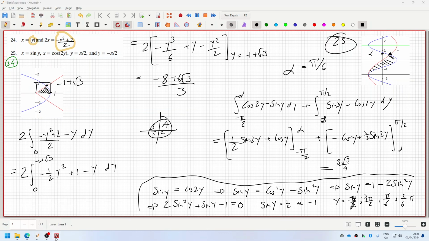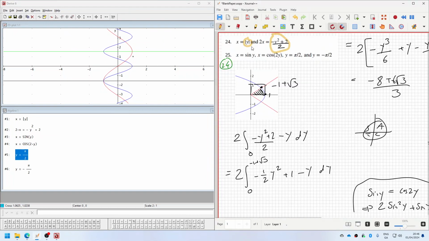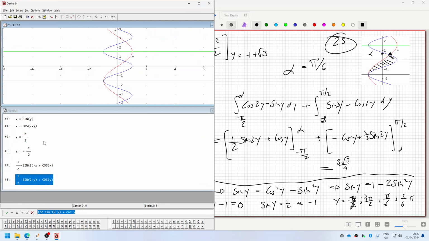Let's type it in again. It's a half sine 2x plus cos x. Okay. A half sine 2y cos y.